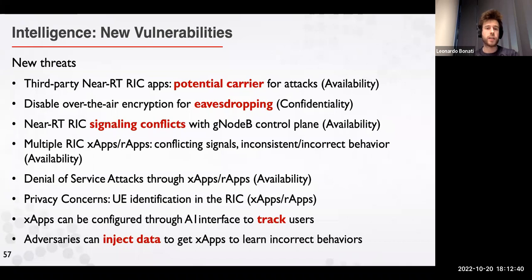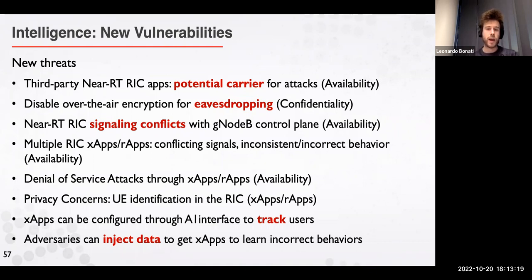Again, we can have signaling conflicts between the control of the near real-time RIC and the gNB for what concerns the control plane. Or we can even have conflicts between our applications that are either sending the same control or exposing an inconsistent behavior. And then we can also have denial of service attacks performed on our applications or through our applications, and some privacy concerns. For example, we don't want the RIC to be able to identify specific users, but we want some aggregation of the data from the users, anonymized data, to get to our xApps and our apps.